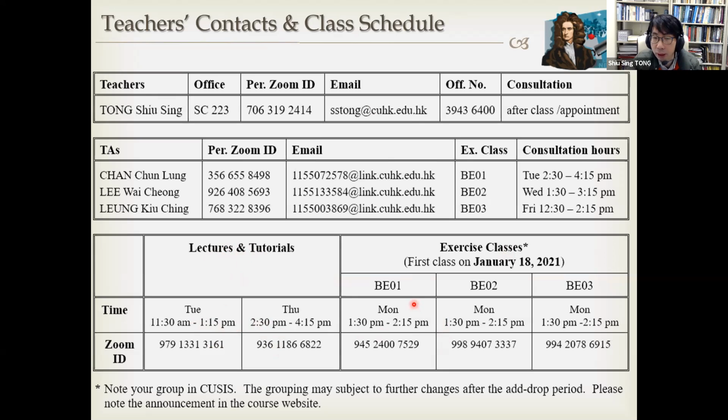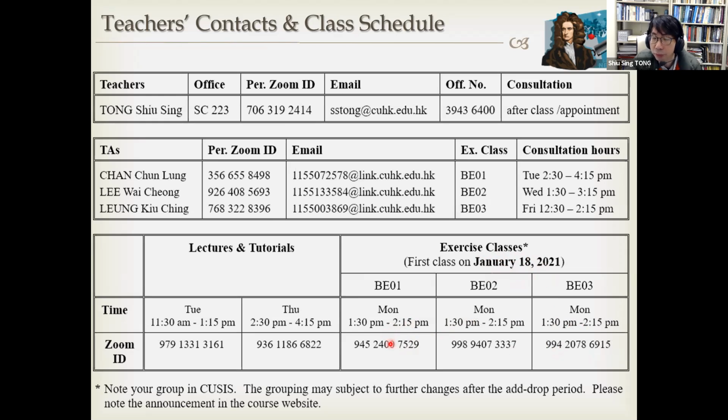And we also have the 3 exercise classes. They take place in the same period, okay? All the 3 classes are scheduled on Monday, 1:30 to 2:15. But this week, we do not have the exercise class. The first exercise class will be held next week on January the 18th, 2021. So remember to join the exercise class next Monday. Okay, so these are the Zoom IDs.